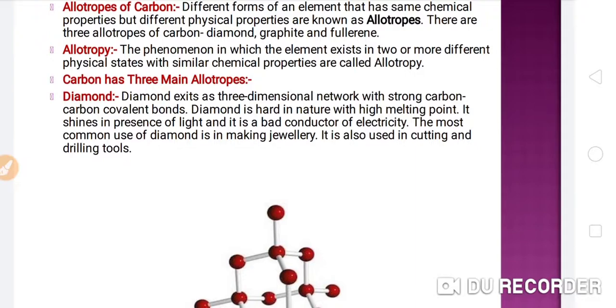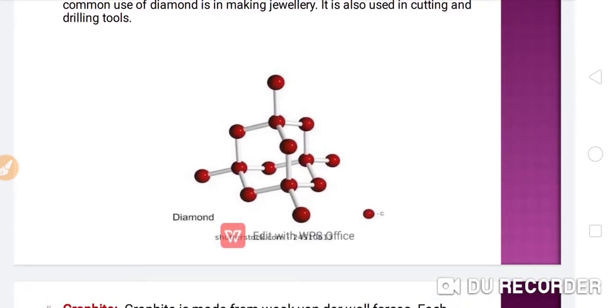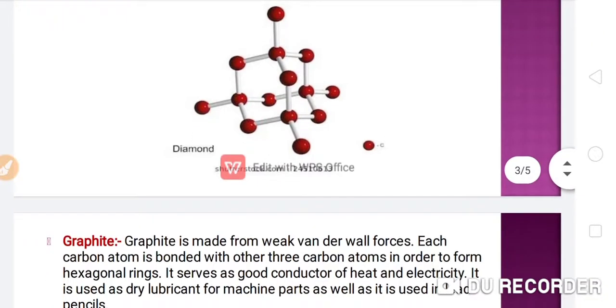So this is the diamond and its structure is very specific. This is a 3D structure where carbon atoms are arranged in a tetrahedral arrangement. This structure is very specific. You can see the diamond structure in this figure.